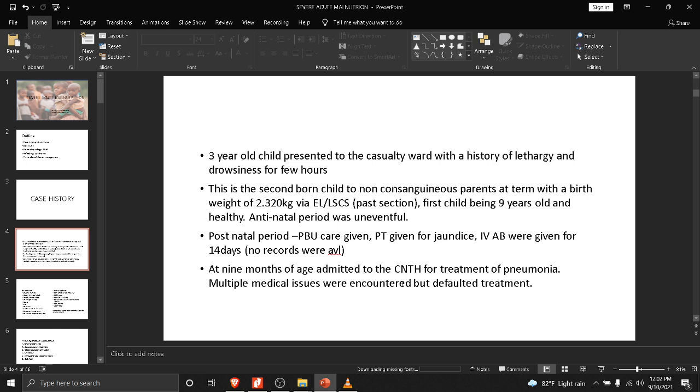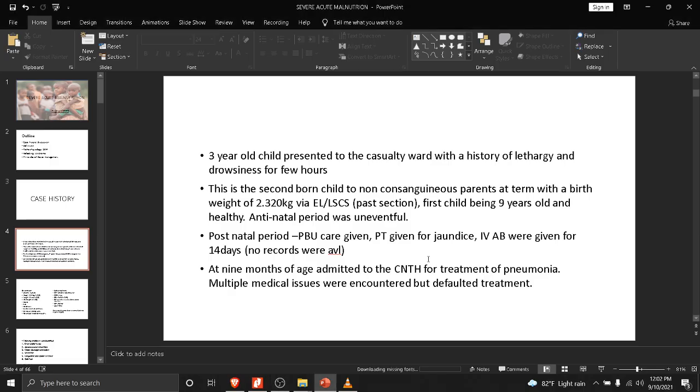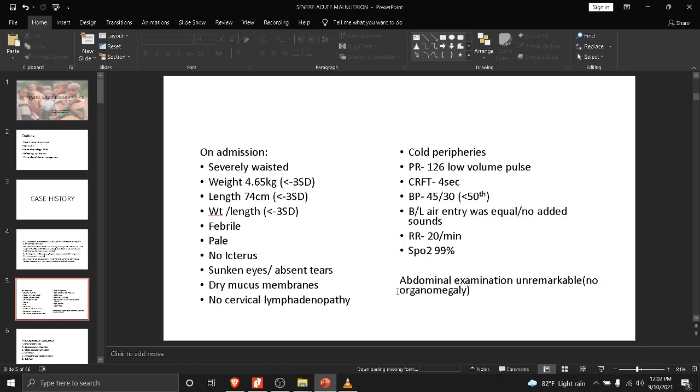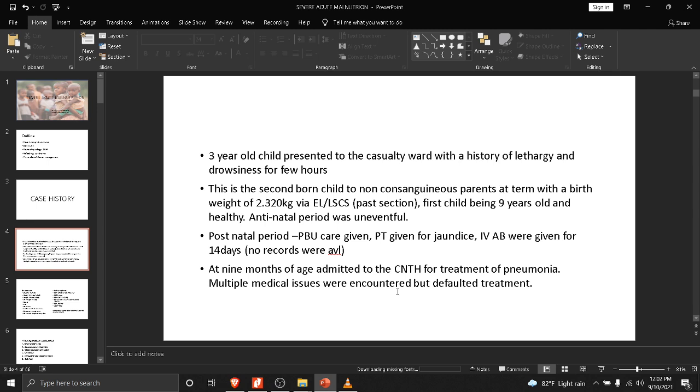In the postnatal period, the child was treated with phototherapy for jaundice, and IV antibiotics were given for 14 days. But the mother did not have any records with her on admission. At 9 months of age, the child was admitted to the professorial unit for the treatment of pneumonia. On that admission, multiple medical issues were encountered, but the parents had defaulted treatment.